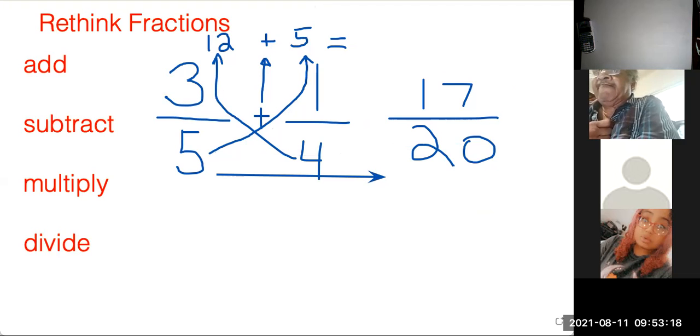So I'm going to hit pause on the recording, and then we're going to go over and do some practice on the math cam thing.